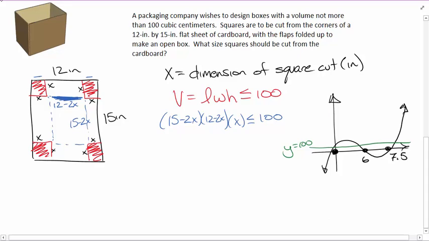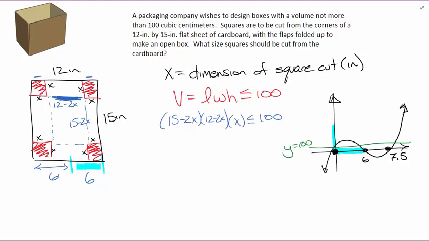It's important to recognize what window I'm interested in here. I'm really only interested in positive y values, which is a positive volume, and then I'm really only interested in x values up to 6. It would be impossible to cut in more than 6. Because of the 12, I couldn't cut in 6 on the left and 6 on the right and still have a box. 6 is going to be my maximum.